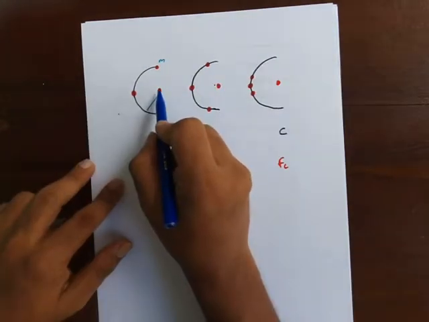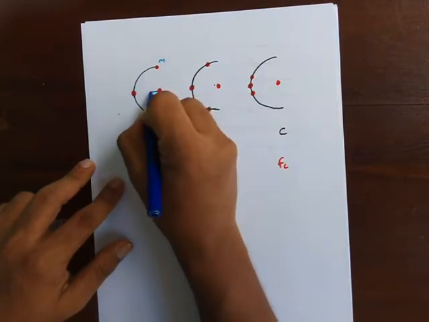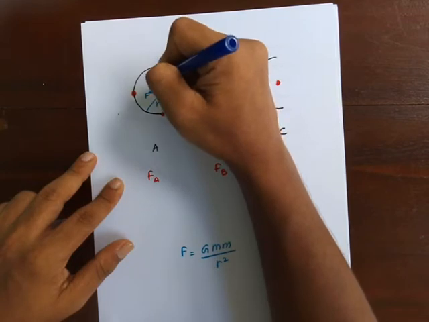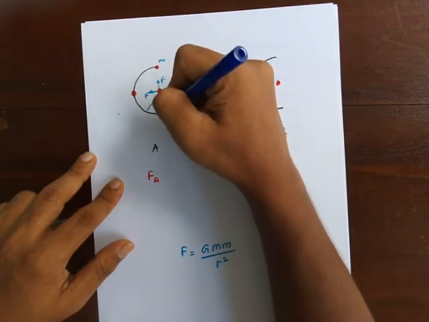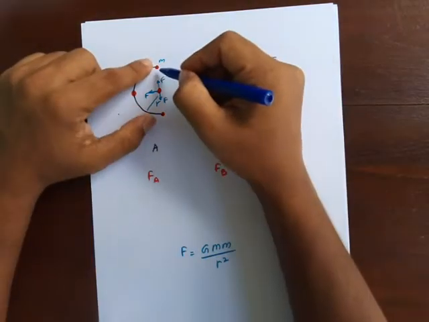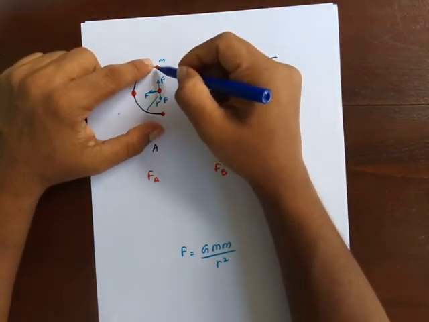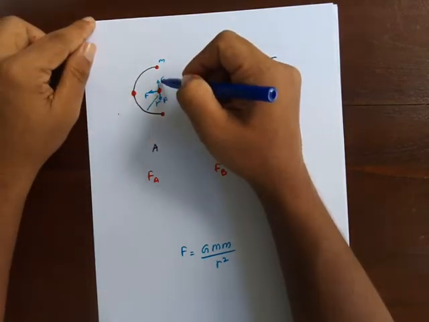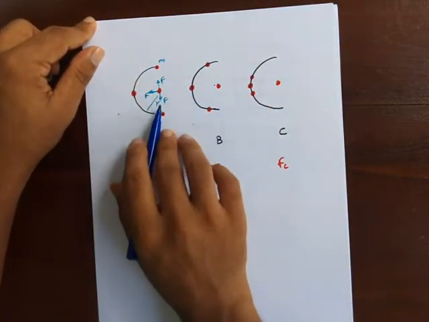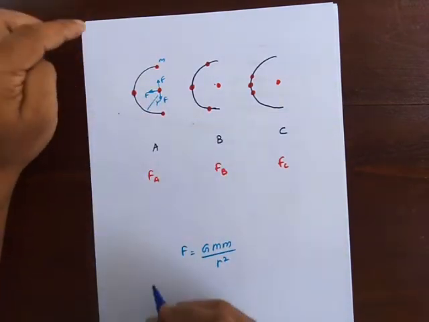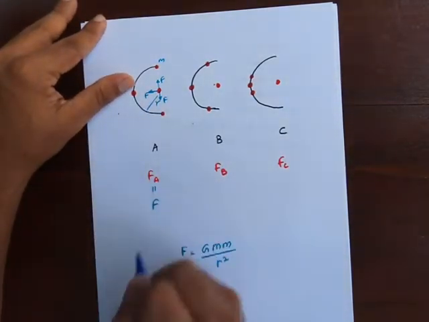The force acting on this particle due to this one is in this direction, F, and due to this one it's going to be like this, and due to this particle, like this. Now we can see these two particles are on the same diameter. So this F and this F cancel off, therefore the net force acting on this particle is in this direction, F, right? So I can say Fa is equal to F.